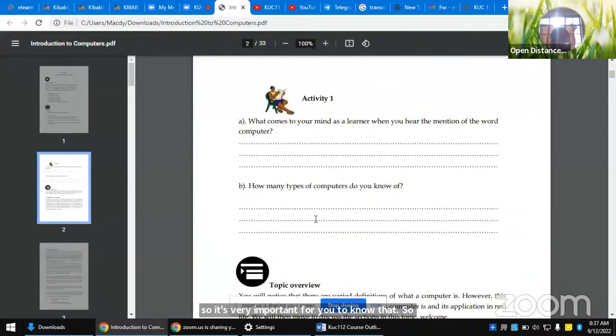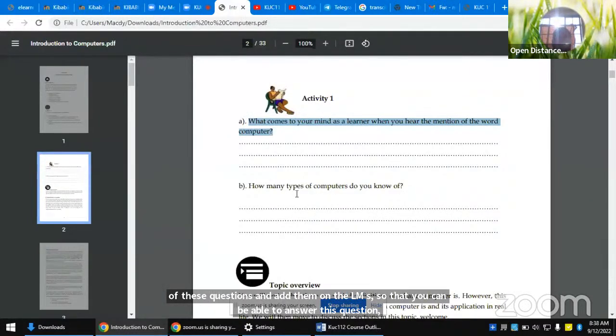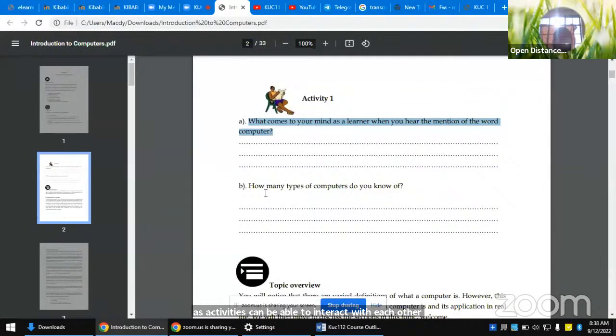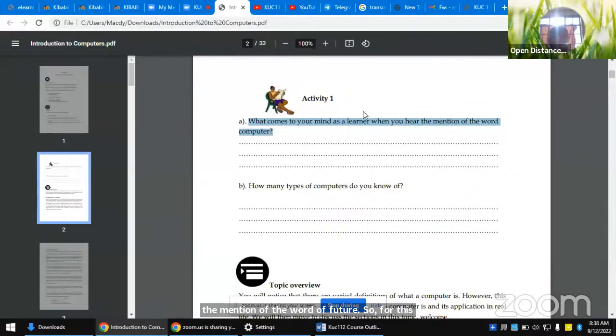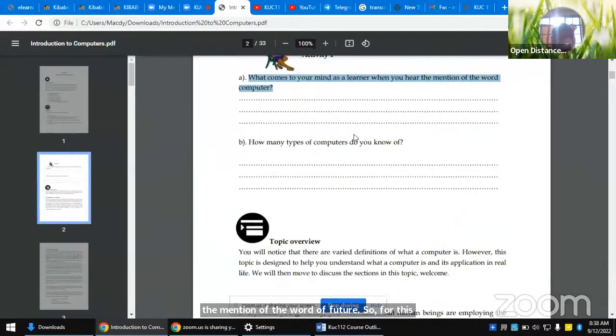On this particular part, you will get activities. And some of these activities I'm going to put on the LMS under sections called forums. When you go to the forums, you'll find some of these questions. I'll add them on the LMS so that you can answer these questions as activities and interact with each other on the forums. For example, what comes to your mind as a learner when you hear the word computer? I'll put these questions in forums so that you can react. But I'll move just to the topic itself.